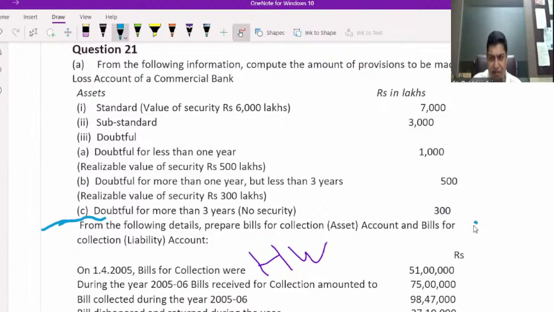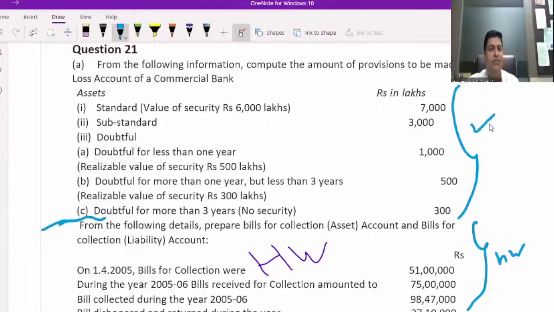So this is homework, and this is what we have to do. Guys, you have standard assets. So 7,000 is standard assets, but in this 7,000, security available is 6,000.